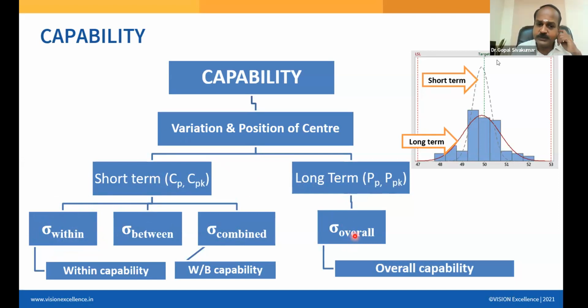There are two more types of standard deviation. If you need to understand this, please come to me at that point of time. I'm ready to guide you. If you are working on a project, and your company is talking about the sigma between or the sigma combined, yes, we can talk on that. But right now, sigma within and sigma overall. Sigma within will give you within capability. But sigma overall will give you overall capability, right?